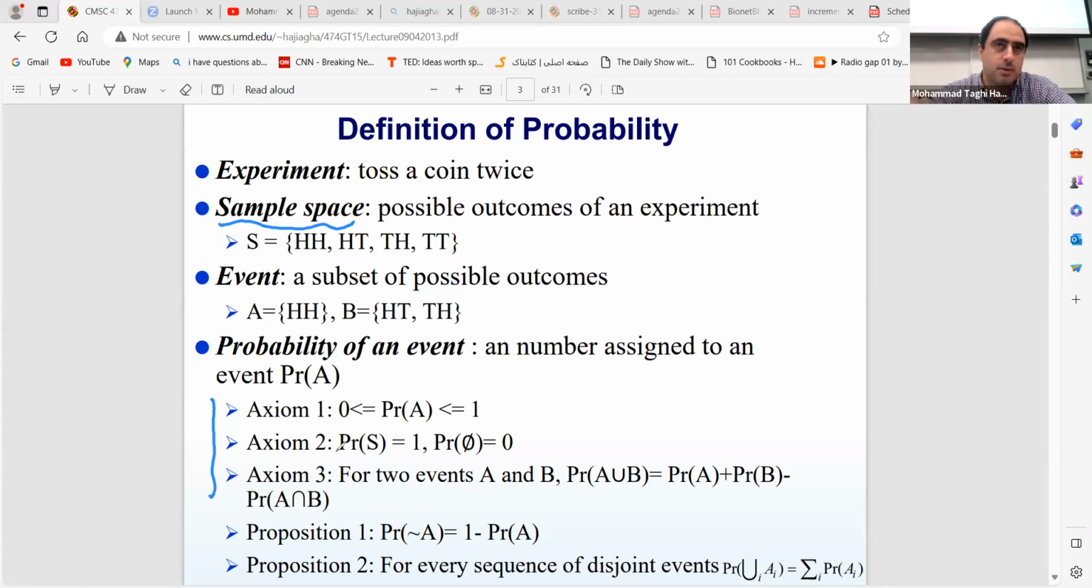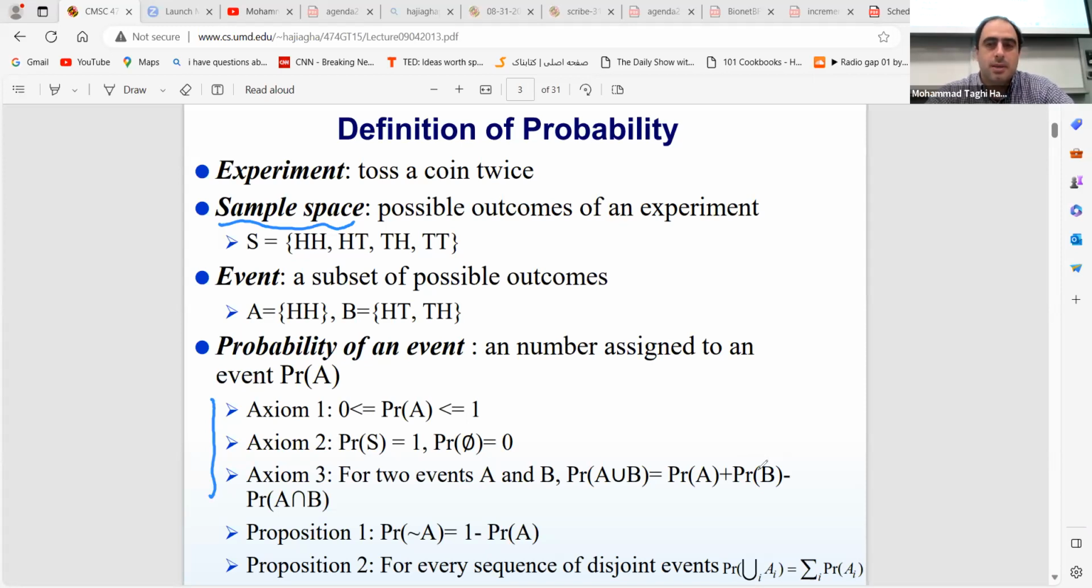Again, that makes sense because one of the things in the sample space should happen. Otherwise, why would you call it the sample space? And if there is nothing, then the probability of the empty set should be 0. And last but not least, for two events A and B, the probability of A union B should be equal to the probability of A plus the probability of B minus the probability of A intersection B. Note that A and B are just sets or subsets. So we can define all these three.